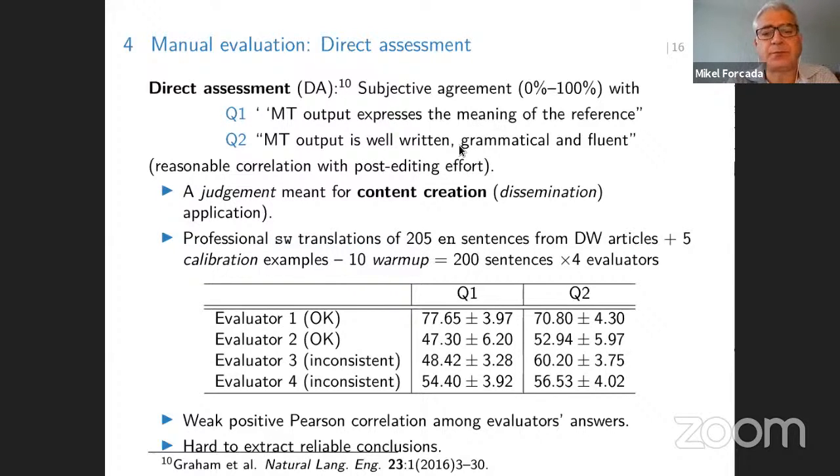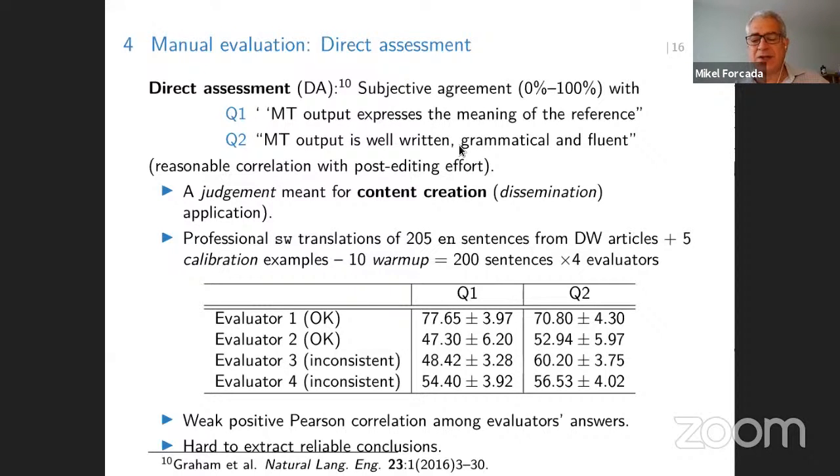So this evaluation was meant to assess how good the system would be for content creation. And the results for evaluators 3 and 4 were not consistent due to problems in the calibration. And also the results of evaluators 1 and 2 are very different. The only thing we observed was a weak positive Pearson correlation among the evaluators' answers, but it's hard to extract a reliable conclusion. So this is for the content creation use case.